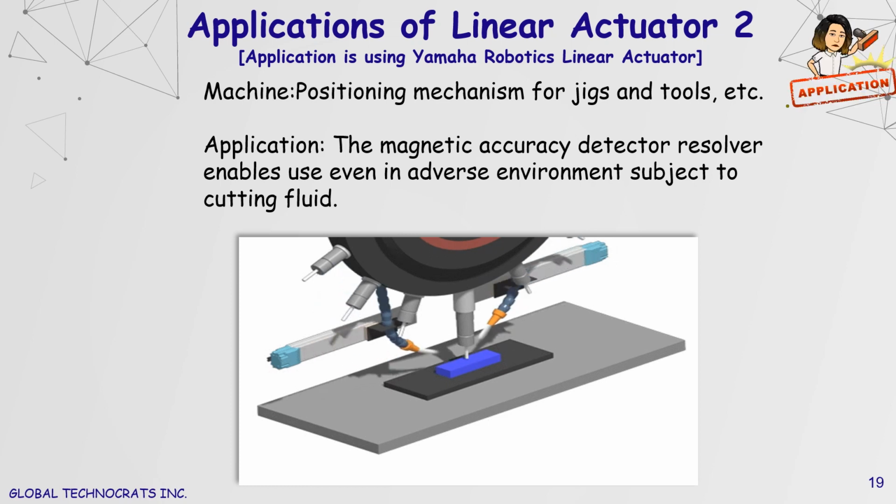Application of linear actuator 2. Machine: positioning mechanism for jigs and tools etc. Application: the magnetic accuracy detector resolver enables use even in adverse environments subject to cutting fluid.